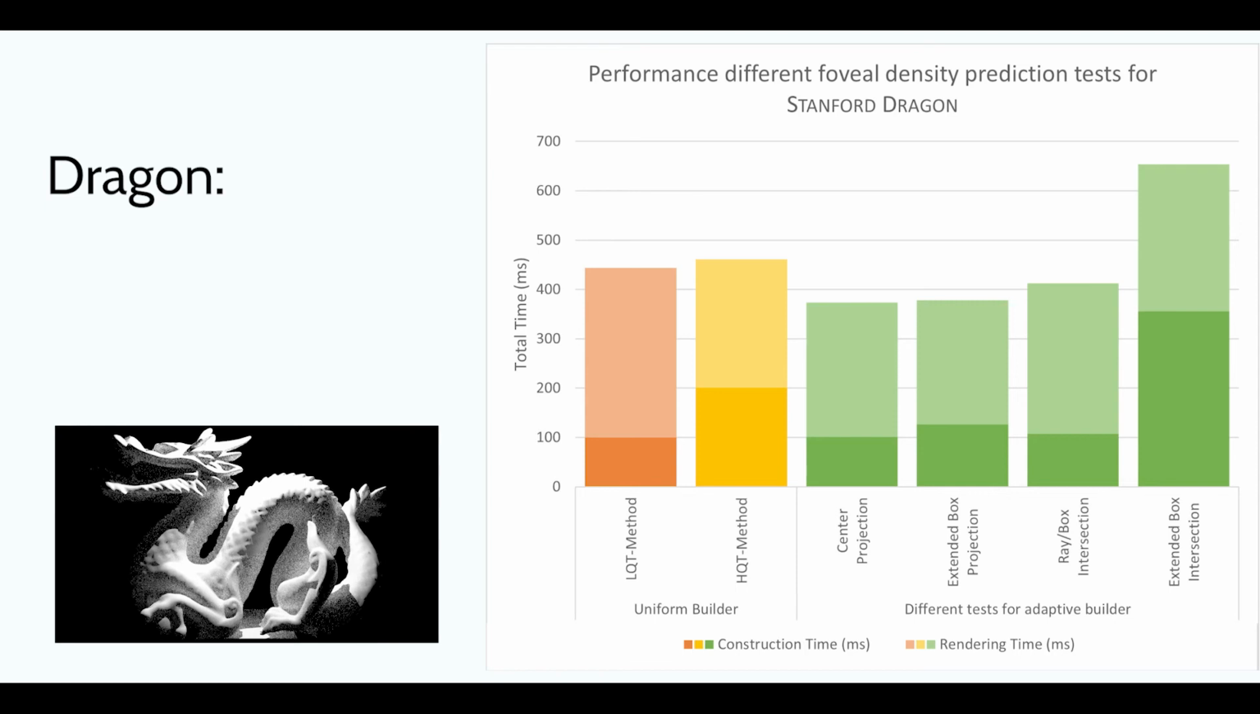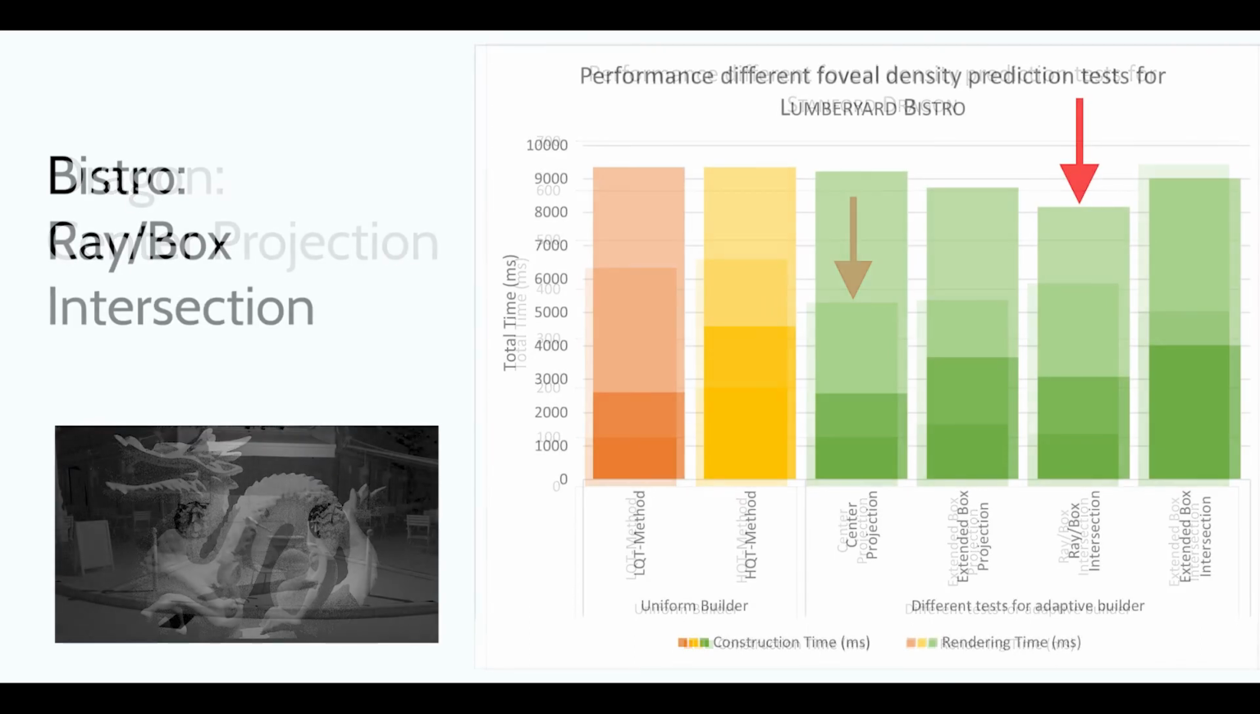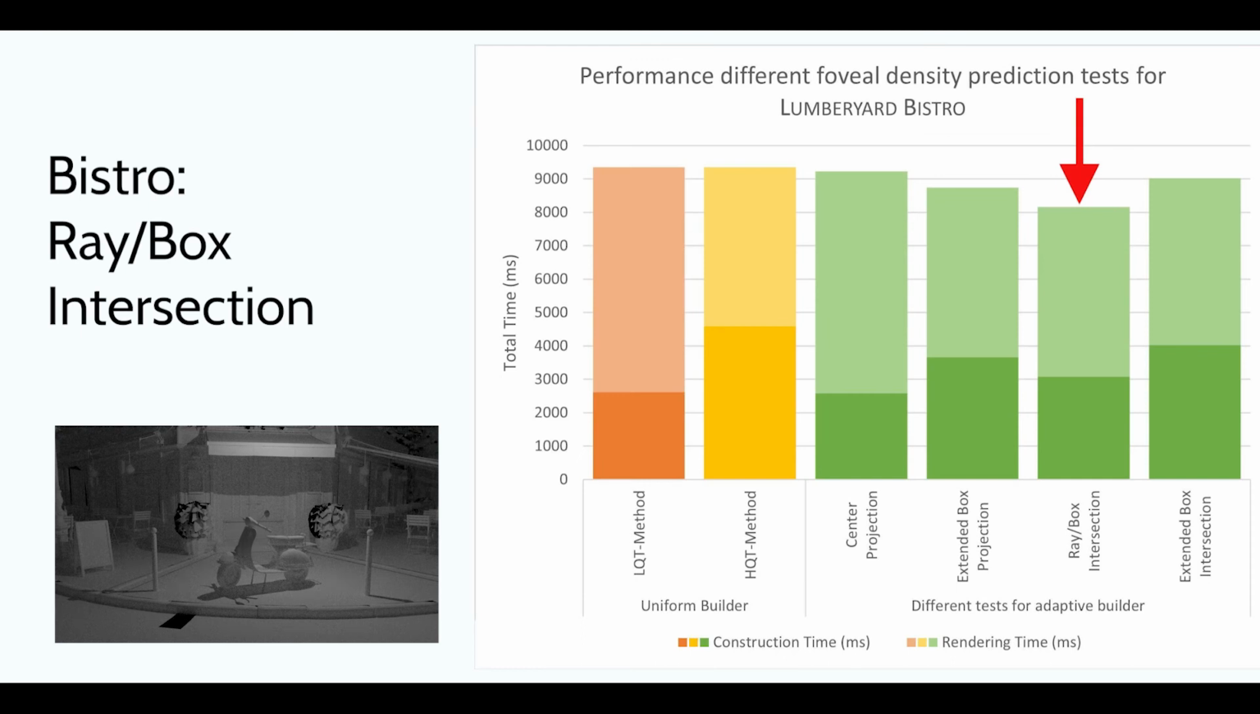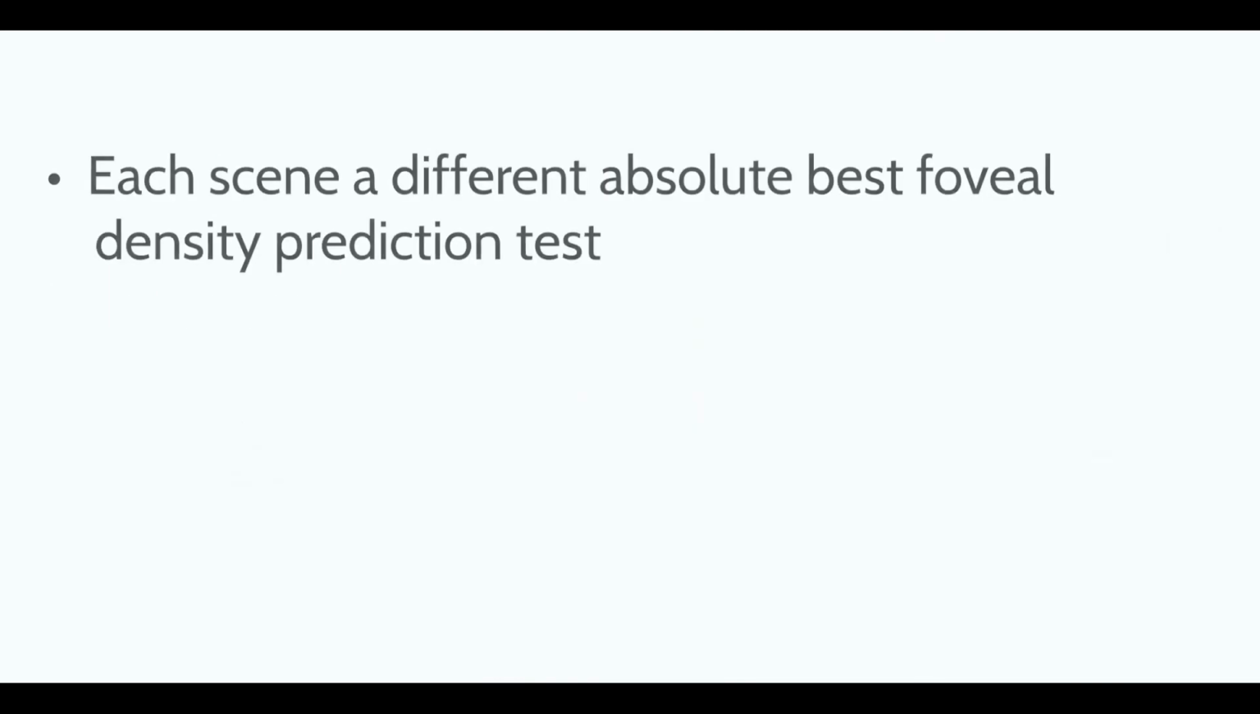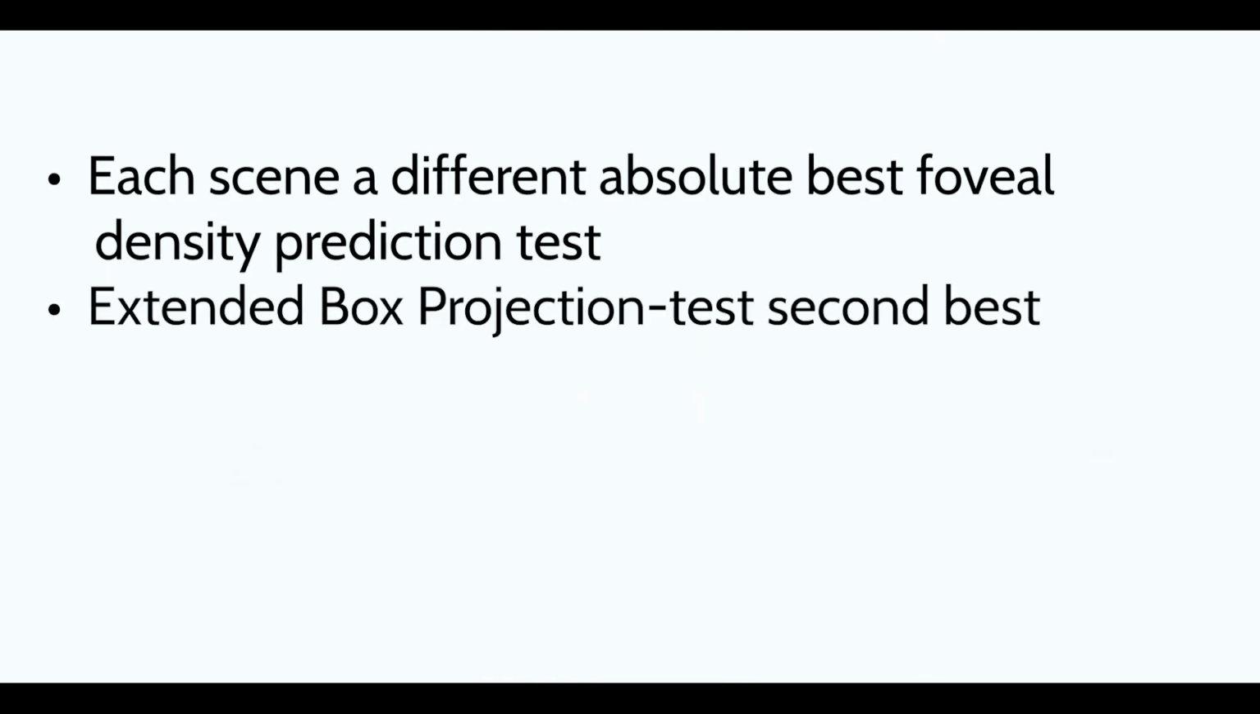The performance is measured as the total time to image, shown on the y-axis. For the dragon model, multiple foveal density prediction tests allow the adaptive BVH builder to produce a lower total time to image than building a full low-quality tree or high-quality tree. The absolute best performance is achieved by using the center projection test. For the lumberyard bistro scene, this is the ray box intersection test. And for the power plant model, it is the extended box intersection test that yields the lowest total time to image. The extended box projection test turned out to be the second best for each scene.